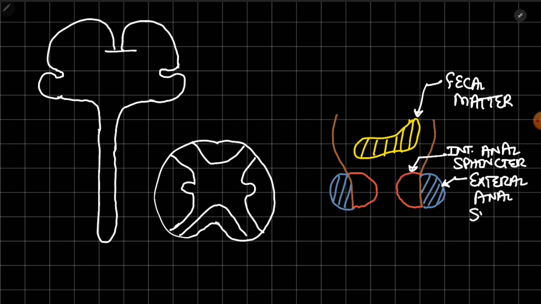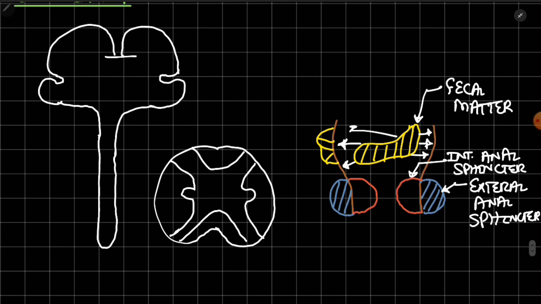Anal sphincter. So now the fecal matter produced will create some amount of pressure to the rectum. Now since pressure is created, many sensory nerves, the myenteric plexus nerves, are connected somewhere. So these nerves basically will go to the dorsal root ganglia.